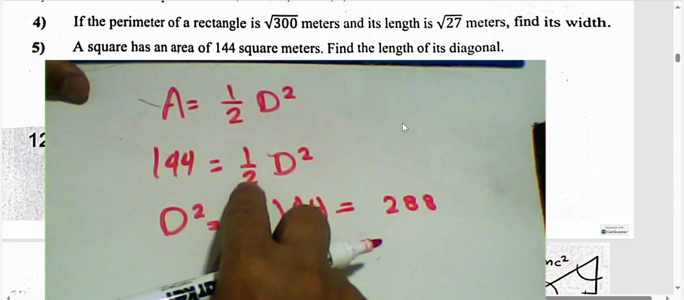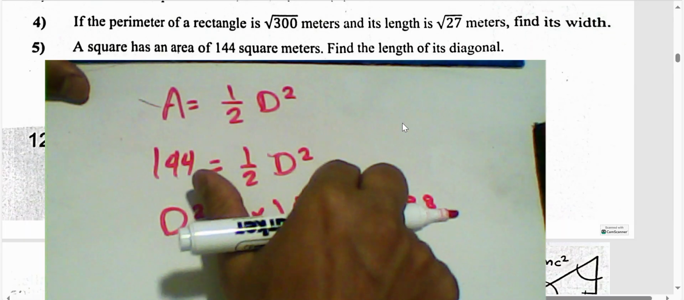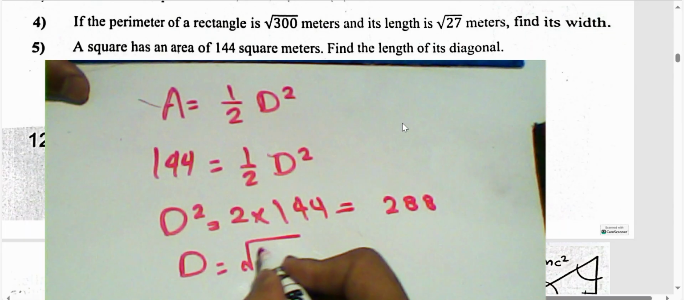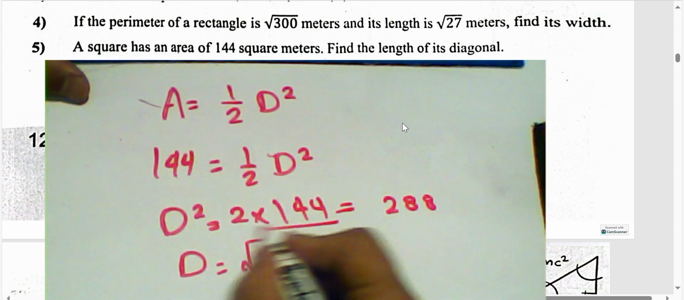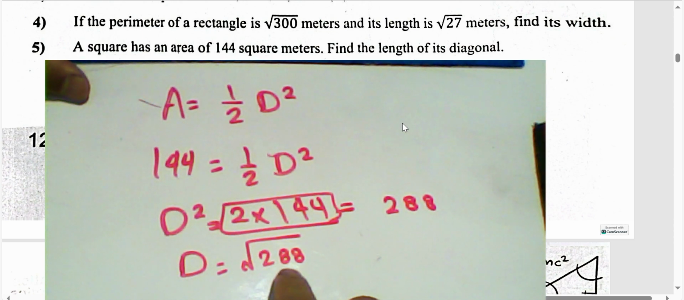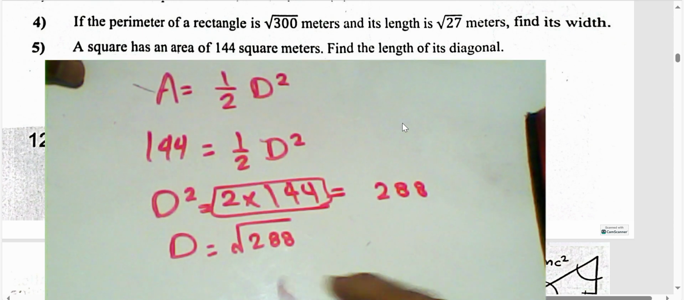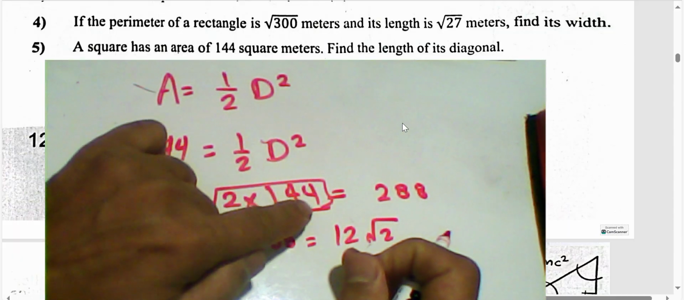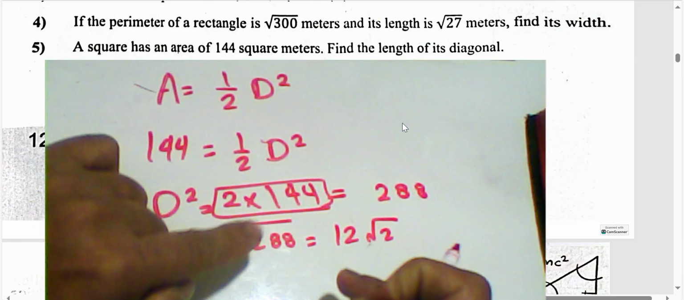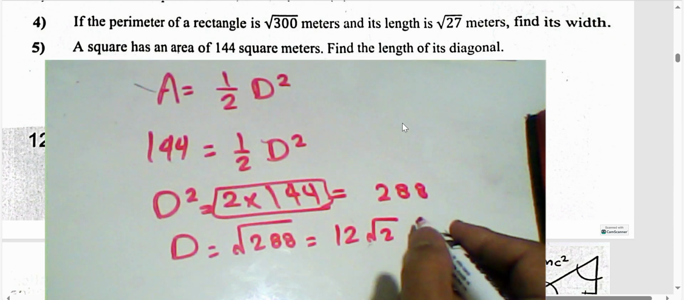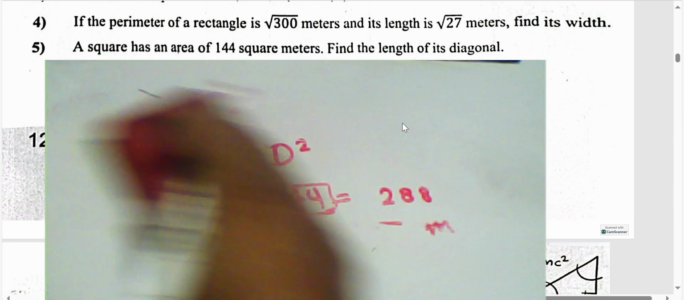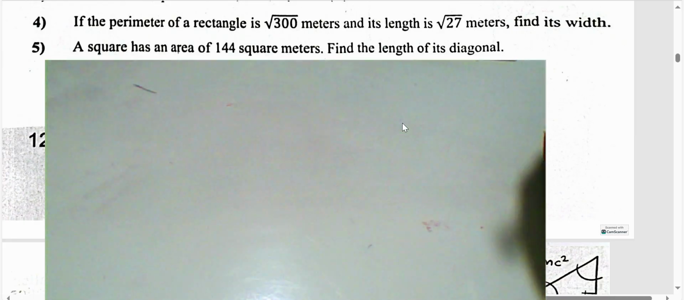Understood? Cancel the half by multiplying by 2, left hand side and right hand side. Then the value of d equals the square root of this number, 288. We know 288 equals this number. Then the square root equals 12 square root of 2, because the square root of 144 equals 12 and the square root of 2 equals square root of 2. Then the answer here is in meters. Okay, next question.